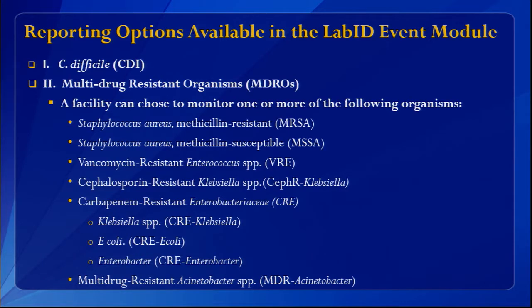Then we have cephalosporin-resistant Klebsiella species, carbapenem-resistant Enterobacteriaceae, or CRE, and with that is a package deal. If you choose to monitor CRE, then you're monitoring your Klebsiella species, your E. coli, and your Enterobacter CREs in your facility. And then we also have the multi-drug resistant Acinetobacter species. So all of these options are available to you. You can choose one or more to monitor for your facility. And each month, if you wanted to add new ones on, when you get really good at LabID event surveillance, go for it. Because LabID event is streamlined surveillance, I think it's easier to monitor these other organisms.